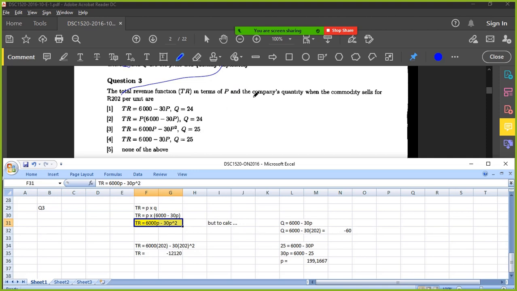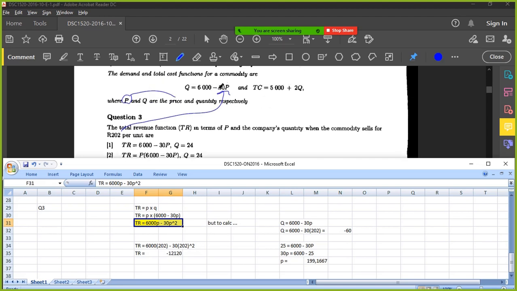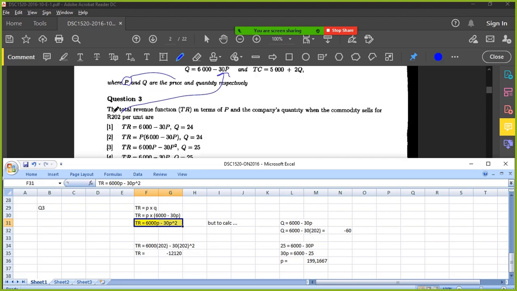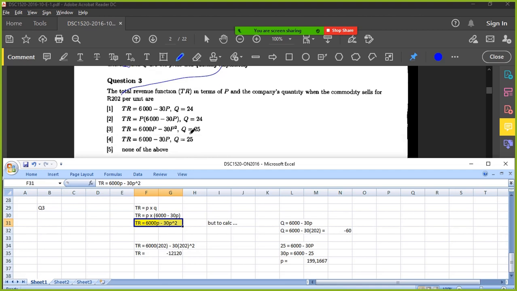Because here they said the company's quantity when the commodity sells for... So if they're telling me that the commodity is selling for 202 per unit, unless this is 220,2, I don't know. Can we see if that works? Let's make this a comma, because sometimes they don't show commas. If I put a comma here, let's see if we get 20. No, then I get a massive quantity.